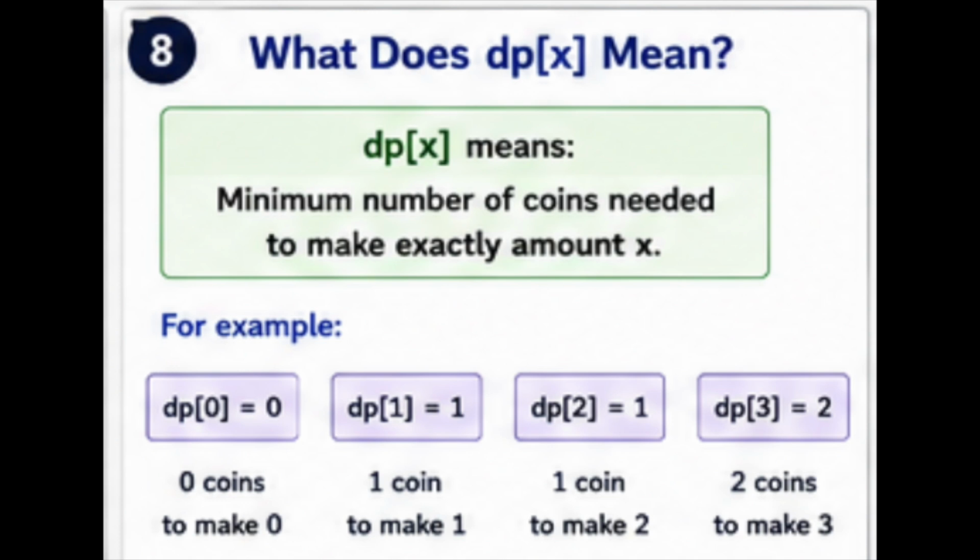To make amount 2, we can use 1 coin of value 2. So dp of 2 is also 1. And to make amount 3, we can use 2 plus 1. So the total number of coins here is 2. So dp of 3 is equal to 2.